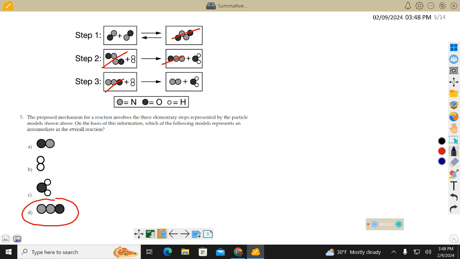5, here's a visual of a 3-step reaction. We want to know which represents an intermediate. Intermediates are particles that are formed and consumed. Now, technically, there's probably 2 intermediates. There's that one in step 1, where there's 2 gray atoms and 2 dark atoms. That would cancel in step 2. And then there's another intermediate from step 2 to 3. 1 dark atom and then 2 gray atoms. So choice D would be the best representation here of an intermediate, even though there's technically 2 of them.